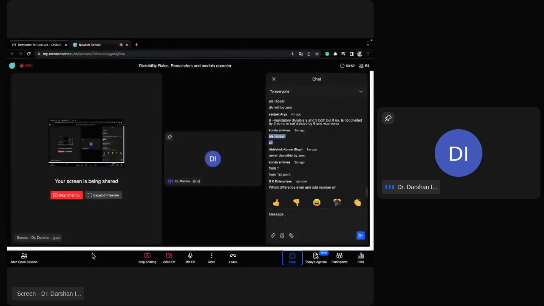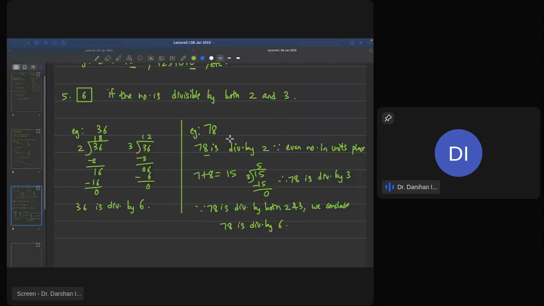As simple as that. Okay. Which difference, even and odd number? No, we are not talking about any difference over here. Absolutely no differences. You are only considering the units place. That's it. An even number in place should be the last digit. The last digit should be an even number. What we just discussed, right? The last digit should be an even number. As simple as that.